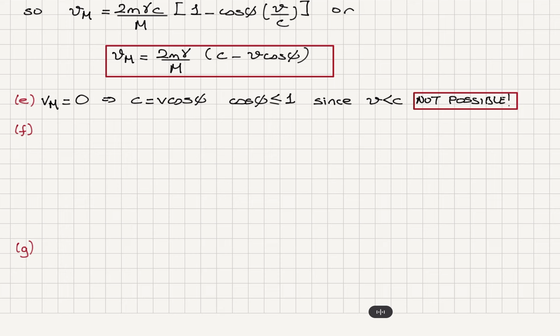Okay, so if the electron and the positron are stationary, that is to say V is equal to 0, that means gamma is equal to 1. So if gamma is equal to 1 and V is equal to 0, you can see here, gives me for V capital M, 2mc divided by capital M.